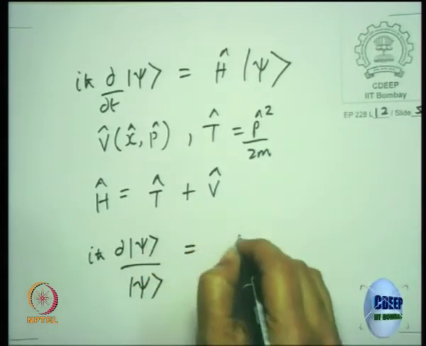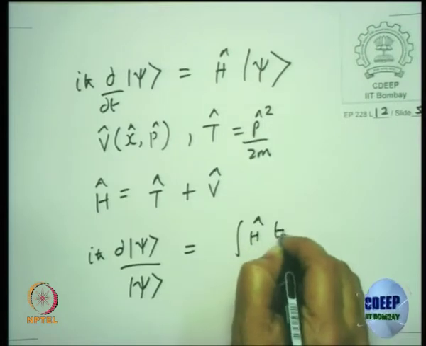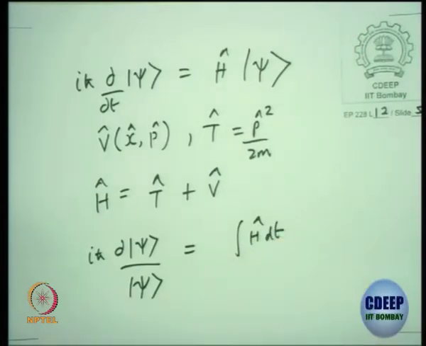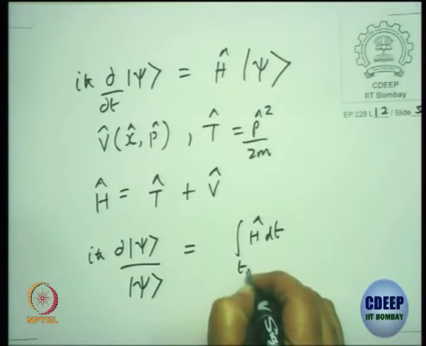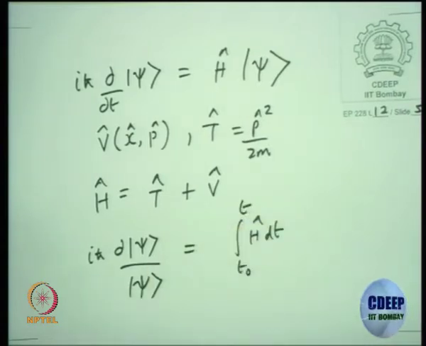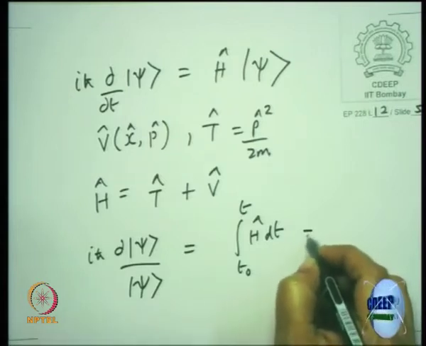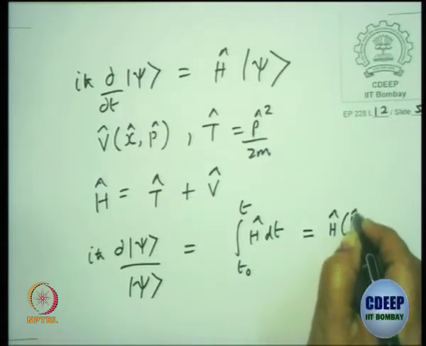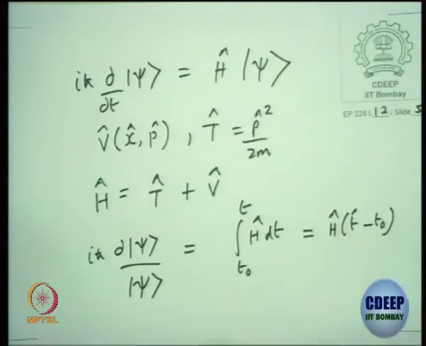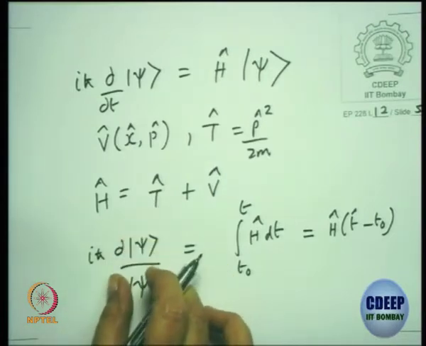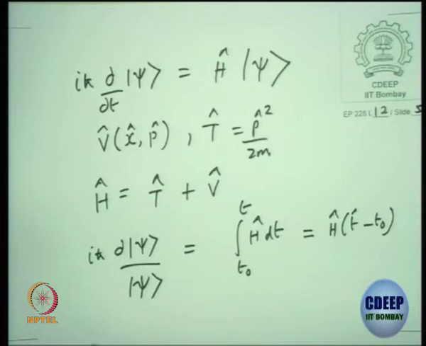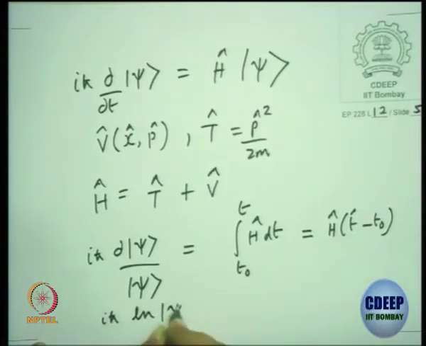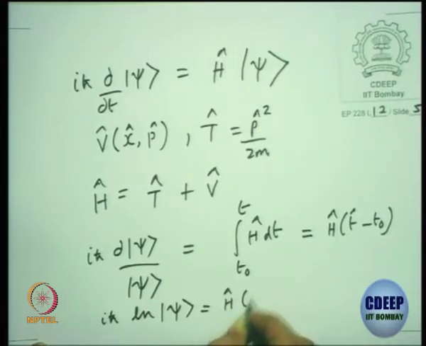So in such cases I can write i h cross del psi by psi to be the integral of H hat dt, which is independent of time. I can pull it out and go from t naught to t, and that will give you H times (t minus t naught). What is this left hand side? Left hand side is log function of psi. So i h cross log psi is H hat (t minus t naught).